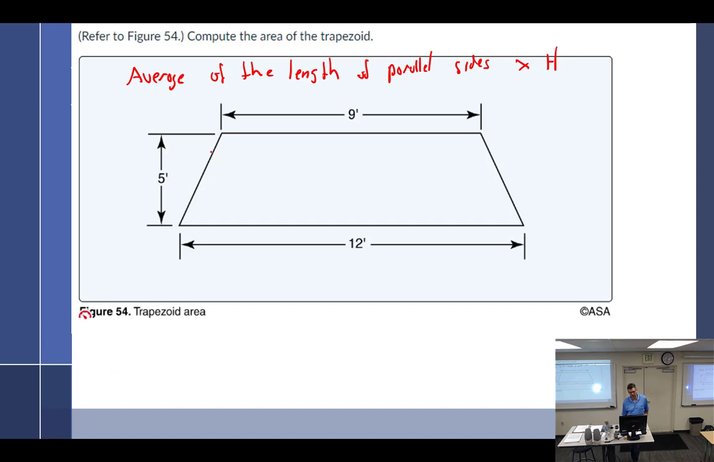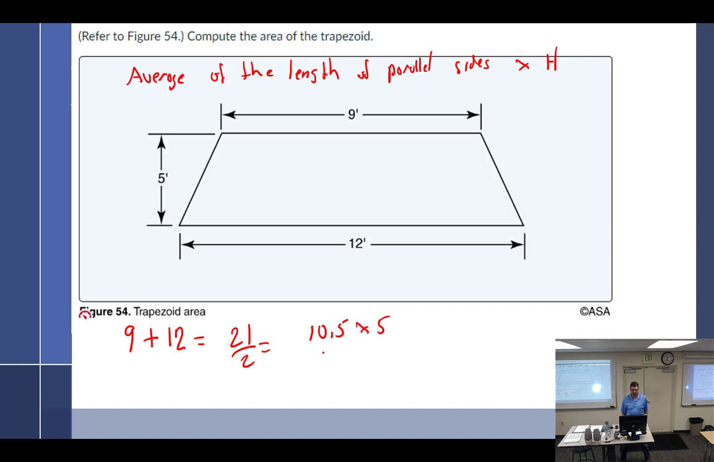All right, what are my parallel sides? Parallel means they're parallel. That is not parallel. This is parallel. That's parallel. So parallel sides are 9 and 12. To find the average, 9 plus 12 equals 21. And then we divide by the number of things that we just added, which was 2. So 21 divided by 2 equals 10.5. So we take 10.5, the average length of the parallel sides, times the height, which is 5.